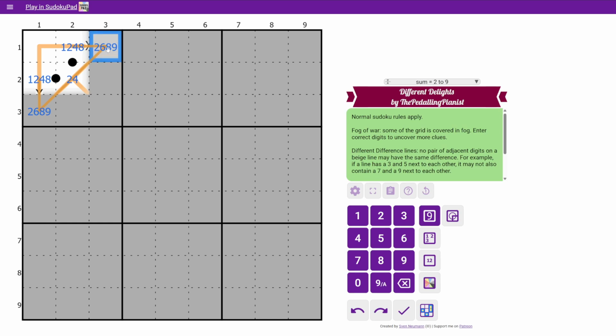Alright, if this was a 9, it would be 9, 1, 2, 4, 6. Okay, this cannot be 1 then. Because if this was 9, 1, this would be 1, 2. This would have to be 2, 4. That's a difference of... oh no, that's not on a brown line though. And this would be 4, 6. I guess that would be okay.